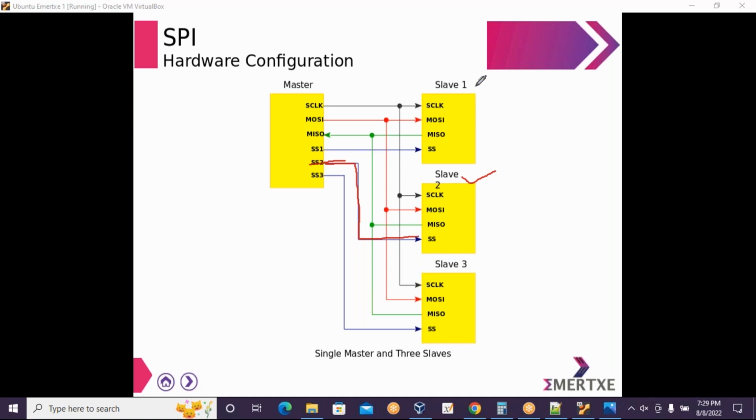Tomorrow, if I want to communicate with slave 1, the only thing I do is make use of this SS1. So with the help of this SS1, I'm going to select slave 1. Now the communication is definitely happening only between the master and slave 1, and there is no communication happening with slave 2 or slave 3. Like this, if I want to communicate with slave 3, I'm going to make use of SS3. I'm going to make sure the point to point communication is happening only between master and slave 3, and slave 1 and slave 2 are not being involved.